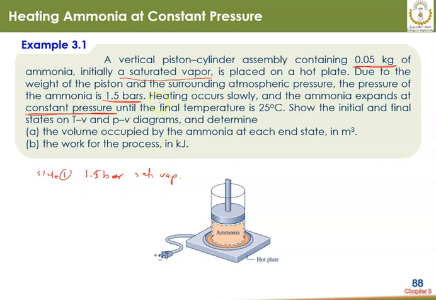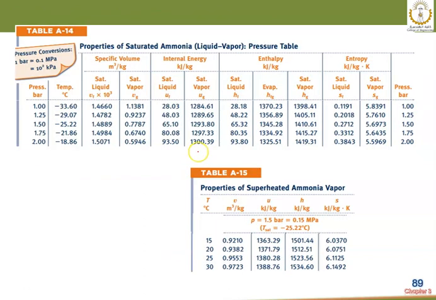Then there is heating, expanding at constant pressure until the final temperature is 25 degrees Celsius. Show the initial and final states in TV and PV diagrams, and determine the volume at the end and the work during the process. So we start with the saturated vapor. Then Vg is known, therefore V1 equals Vg times the mass.